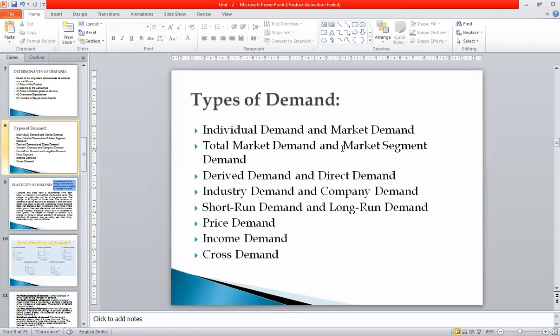And lastly, when you get a question about types of demand, they may ask you individually what is individual demand, market demand, or total market demand, segment demand. They may ask you these as individual things also for the short answer. That's why we also need to concentrate on them.